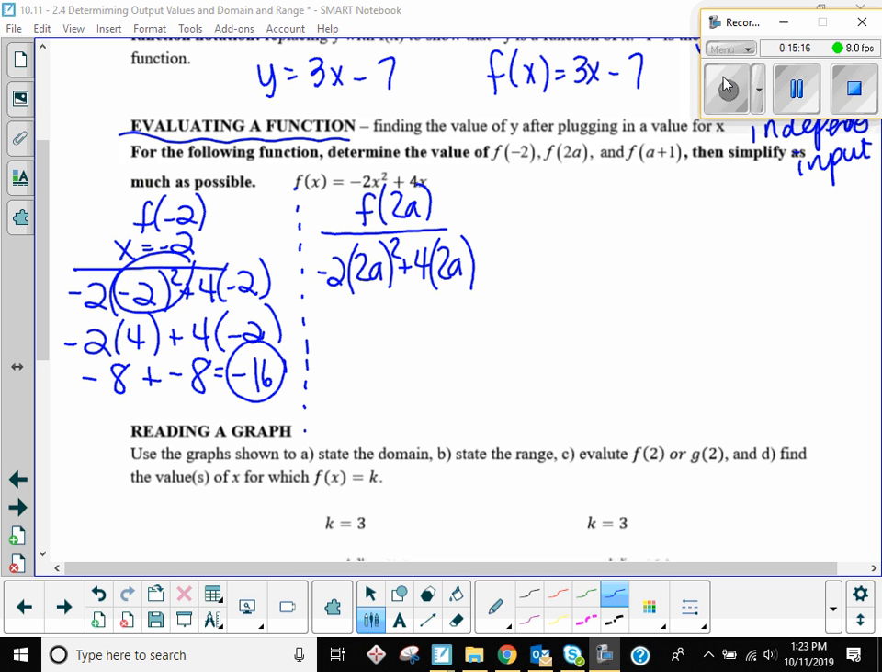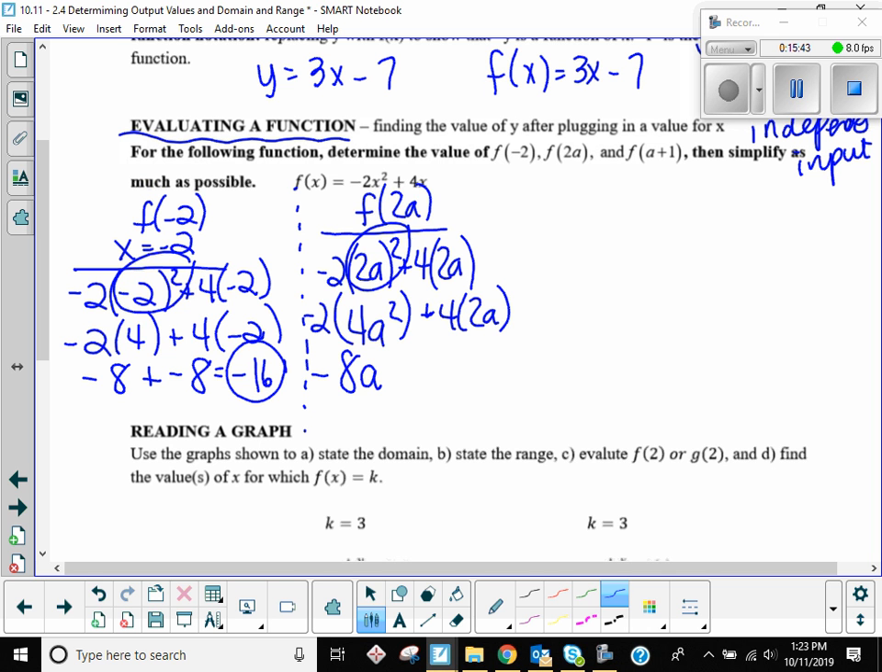Order of operations, you do your exponents first. So you begin right here. 2a squared means 2a times itself. 2a times 2a is 4a squared. So that's just the exponent part. And then you have to bring down the times -2 plus the 4 times 2a. Then you do those multiplications, right? So that's -8a squared here plus 8a there.